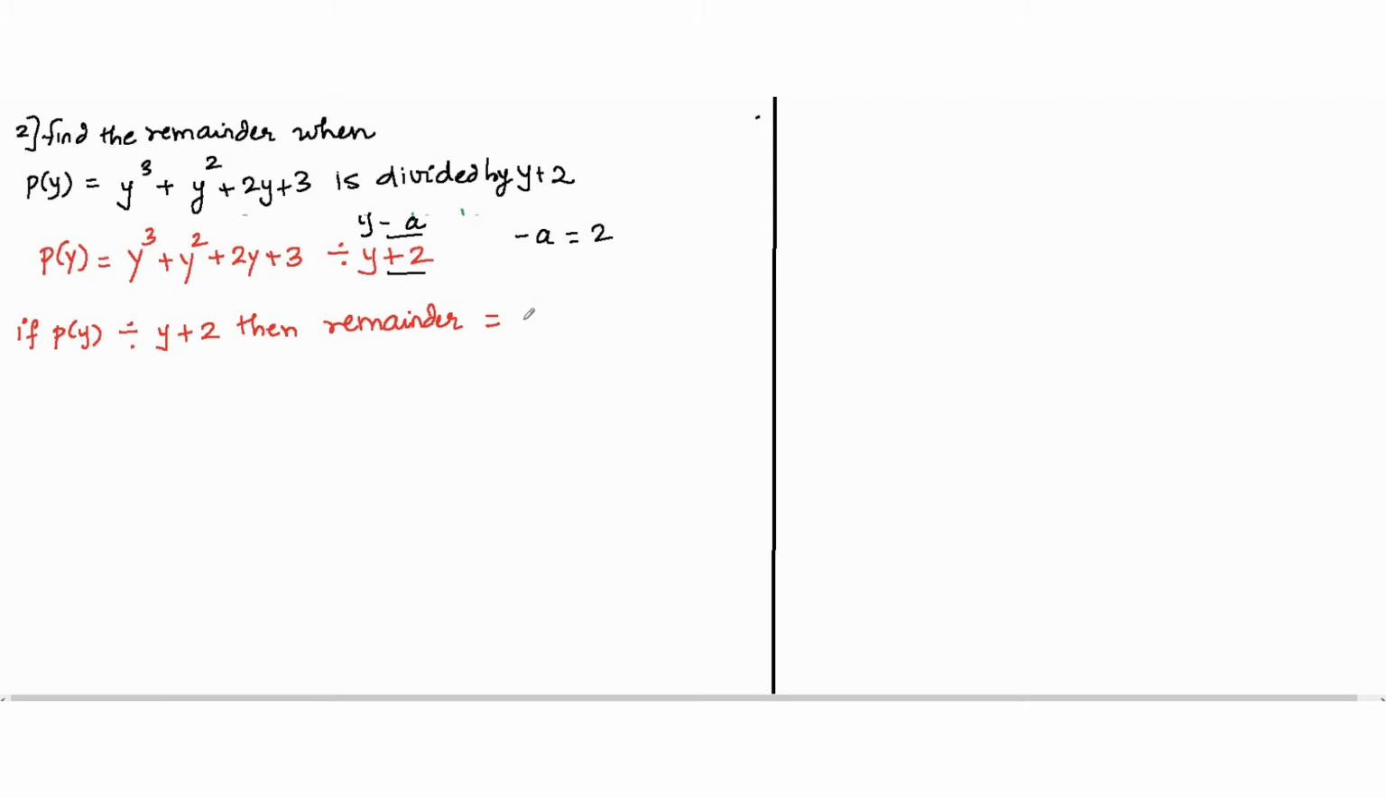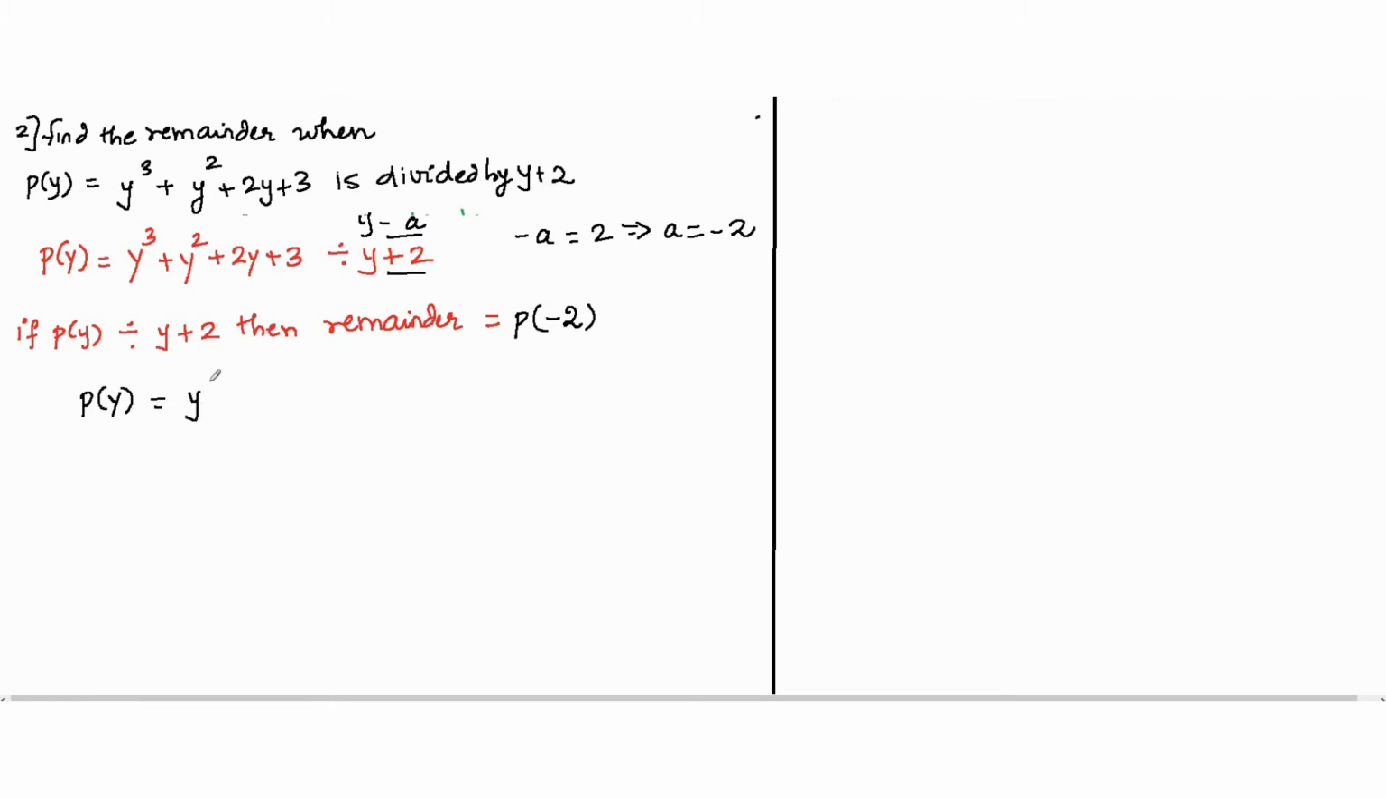Negative a is equal to positive 2, which implies a is equal to negative 2. So therefore the remainder is going to be P of a, right? And P of a, what is a over here? A is negative 2. That means the remainder is going to be P of negative 2.